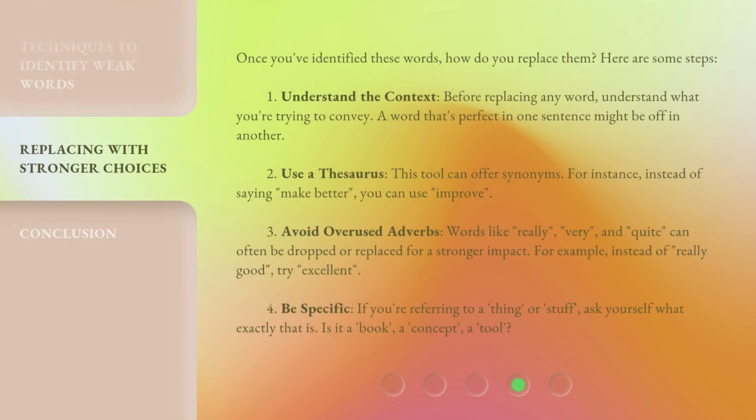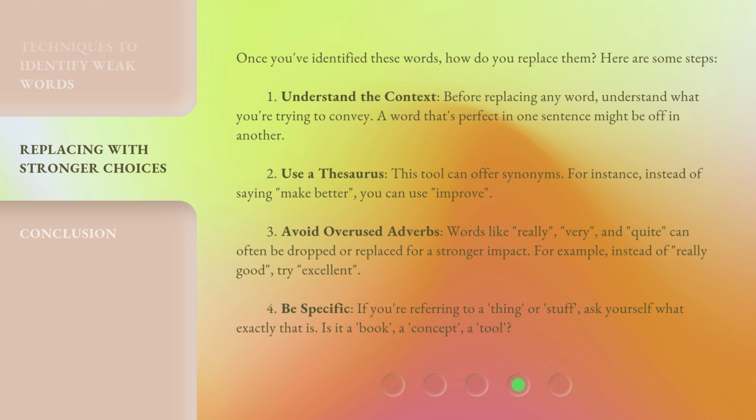Once you've identified these words, how do you replace them? Here are some steps. 1. Understand the context. Before replacing any word, understand what you're trying to convey. A word that's perfect in one sentence might be off in another. 2. Use a thesaurus. This tool can offer synonyms. For instance, instead of saying make better, you can use improve.